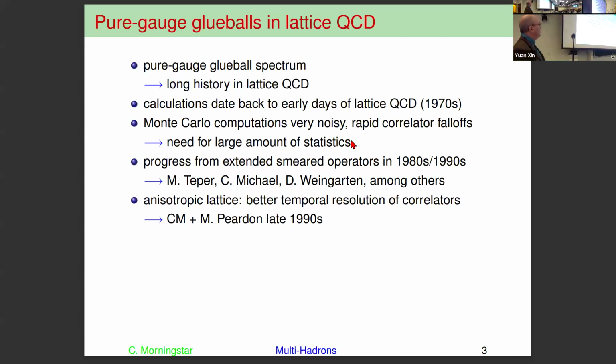A lot of progress was made in the 80s and 90s, building extended and smeared operators by these gentlemen. And the last ingredient really for pulling off the spectrum I'll show you was the use of anisotropic lattices that my collaborator and I put in, in the late 90s, to get better resolution of the correlator so you can extract the energies.